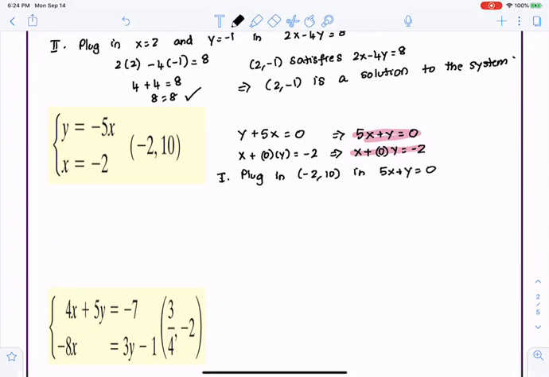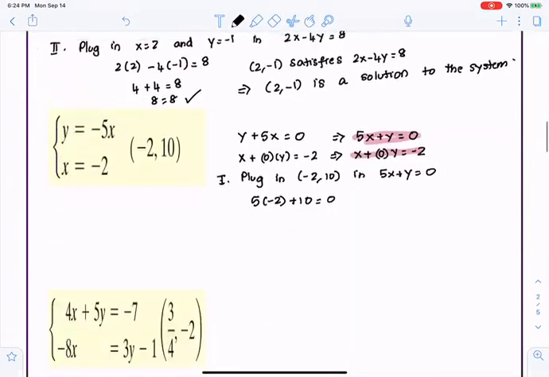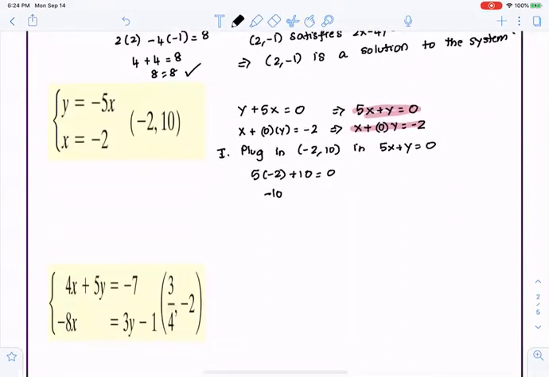-2, 10 in 5x plus y equals 0. So we have 5 times -2 plus 10 equals 0. 5 times -2 is -10. -10 plus 10 would equal 0. -10 and 10 would get cancelled, so 0 would equal 0, so that is satisfied.